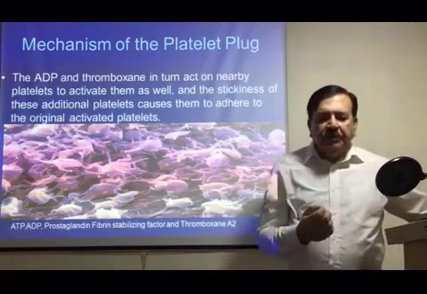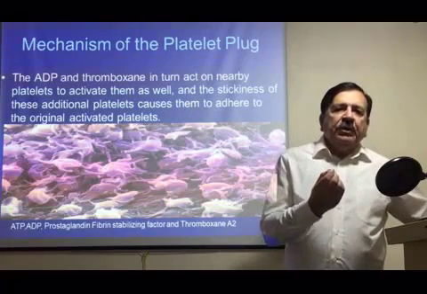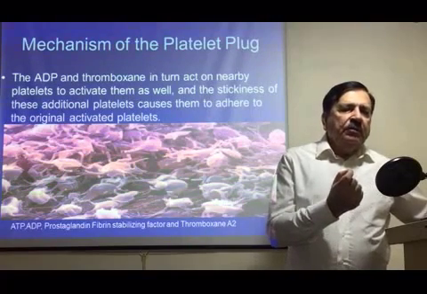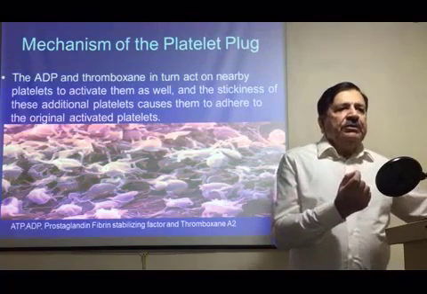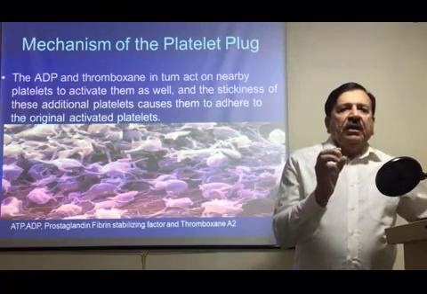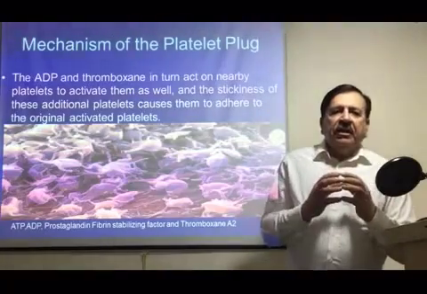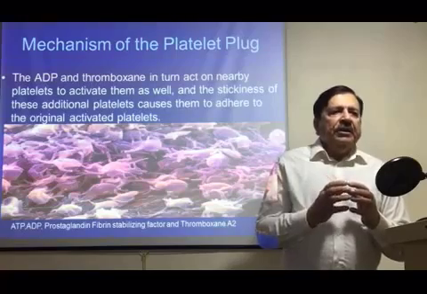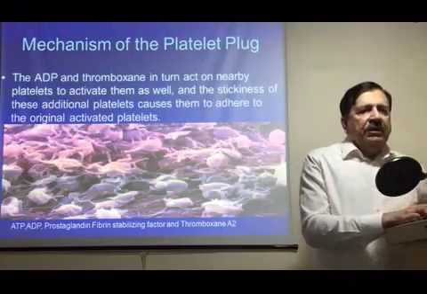Now there is a difference between aggregation and adhesion. Adhesion means when the platelet adheres to the collagen of the blood vessel. And aggregation means when the platelets are activated and attached to one another. Platelets attach with one another, this is called platelet aggregation. And adhesion means when it attaches with the collagen of the vessel.